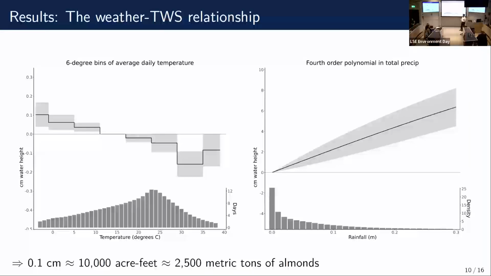For people who are ag-minded, that's about 10,000 acre-feet of water. And for people who aren't ag-minded, that's about 25,000 metric tons of almonds if you convert it into crop. On the right here, we recover a pretty reasonable relationship between rainfall and total water storage, showing that about 10 centimeters of rainfall corresponds to about 2 centimeters of water height on average.